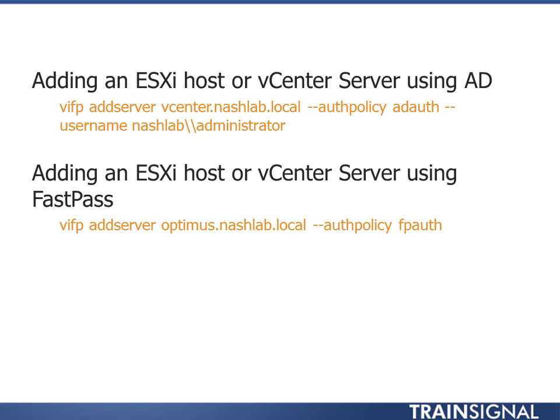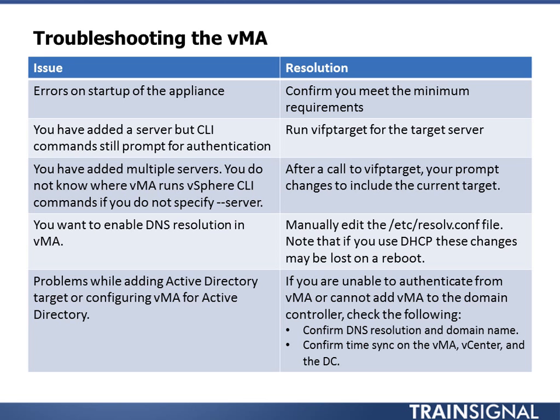Adding an ESXi host or vCenter using FastPass. So if you don't want to do it through AD, you do vifp addserver, say optimus.nashlab.local, like my vSphere host, and then --authpolicy fpauth. And it's going to ask you for the root username and password so it can log in and enable those functions. Then if you want to look at the server list, you can do vifp listservers, and the --long, it'll list out which authentication policy is used with which server.